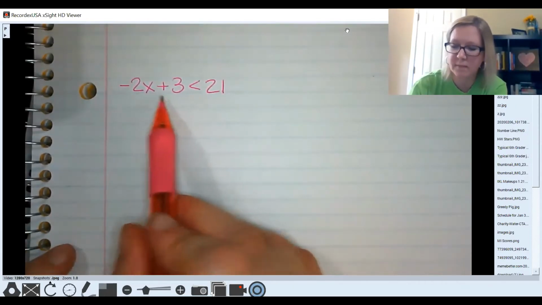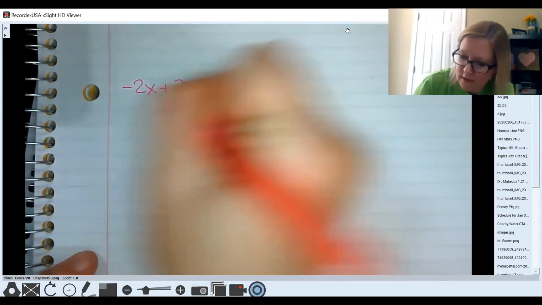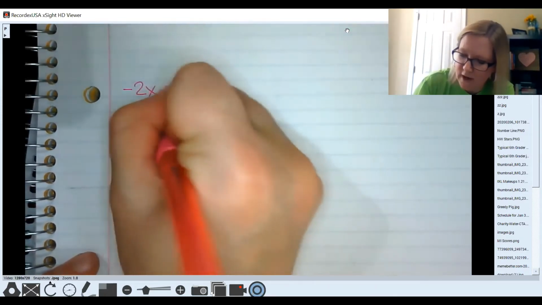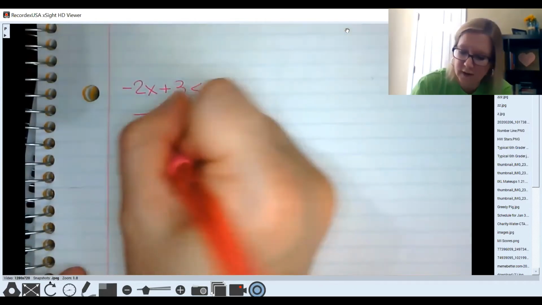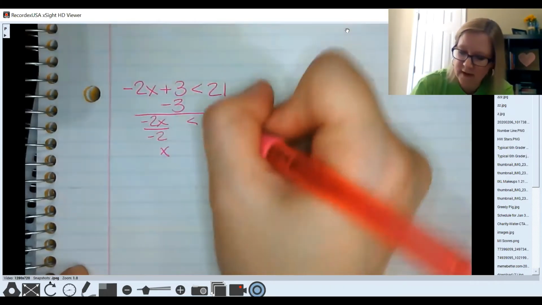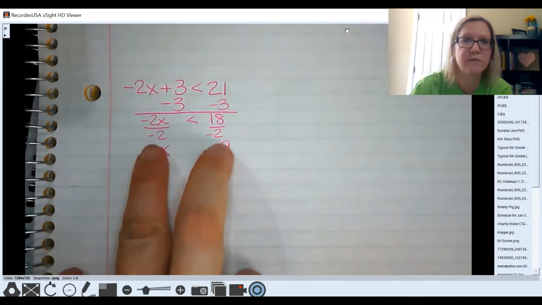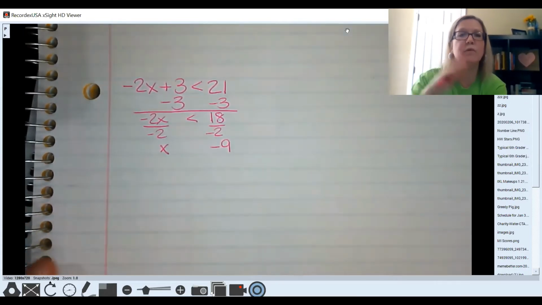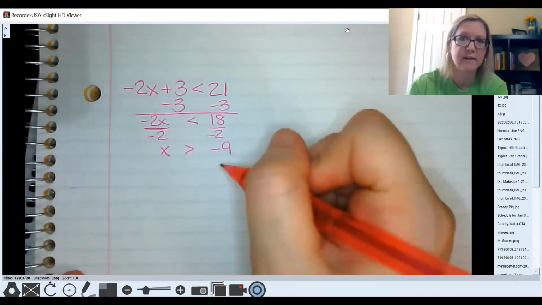So my first step is I'm going to subtract 3 on both sides. Subtract 3. That gives me negative 2x is less than 18. All right, now divide both sides by negative 2, and I have x. And then 18 divided by negative 2 is negative 9. And be careful, we just divided both sides by a negative, so we reverse the inequality symbol. So that becomes x is greater than negative 9.